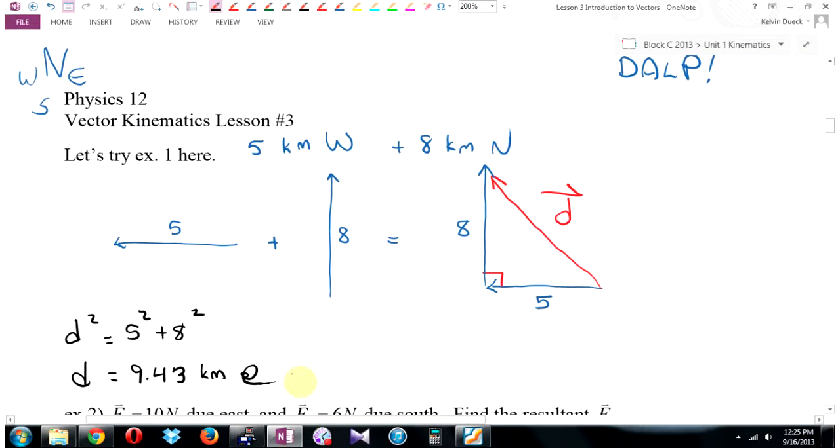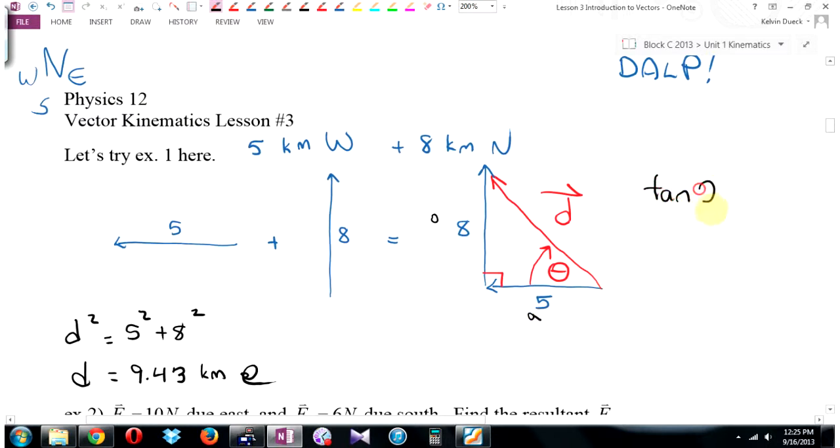Okay. Now I need to find the angle. Which angle? Where my vector is originating from. The angle that I want to find, the angle theta, is this one here, where my vector is starting from. How big is that angle? Well, we need to use trig. This 8, opposite, adjacent, or hypotenuse? This 5. Which trig function? Tangent.